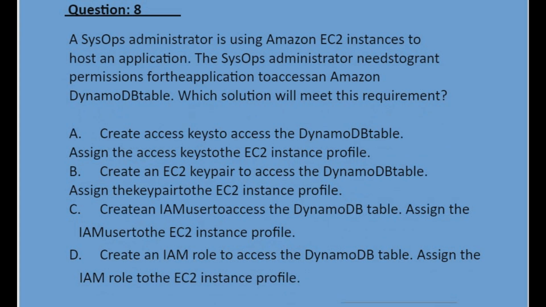Option A. Create access key to access the DynamoDB table. Assign the access key to the EC2 instance profile. Option B. Create an EC2 key pair to access the DynamoDB table. Assign the key pair to the EC2 instance profile. Option C. Create an IAM user to access the DynamoDB table. Assign the IAM user to the EC2 instance profile. Option D. Create an IAM role to access the DynamoDB table. Assign the IAM role to the EC2 instance profile.